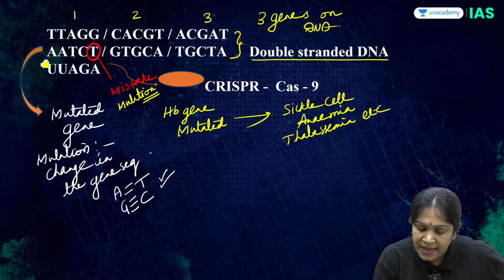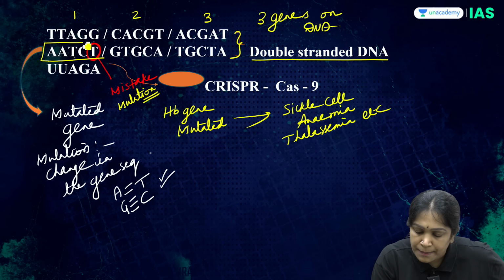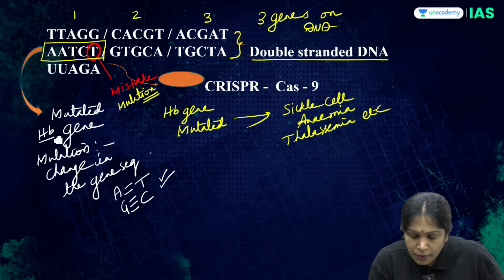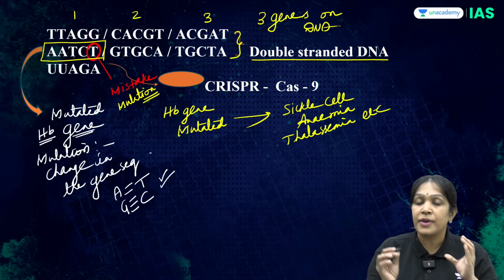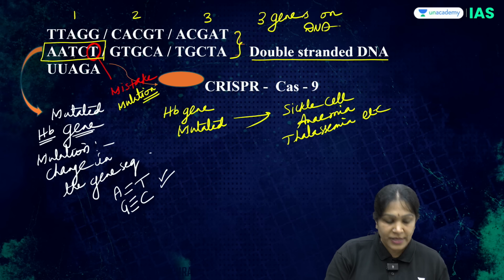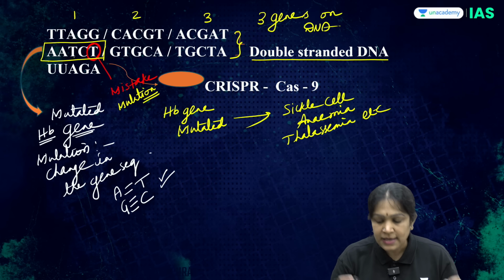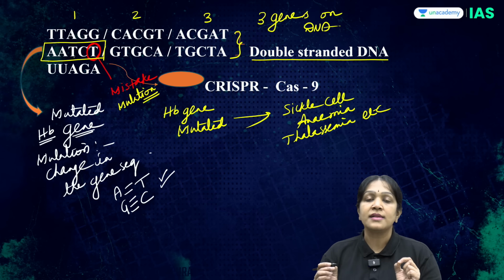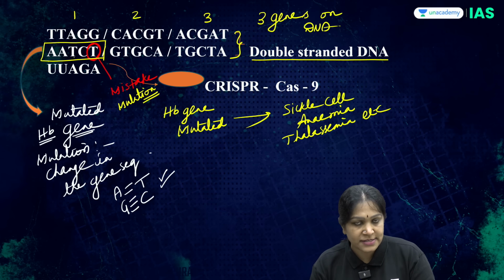We will get such diseases because of a mutation in the hemoglobin gene. So, let us imagine that this is a mutated hemoglobin gene. Because of that mutated hemoglobin gene, we get diseases like sickle cell anemia, thalassemia, etc. They are the hemoglobin related defects.